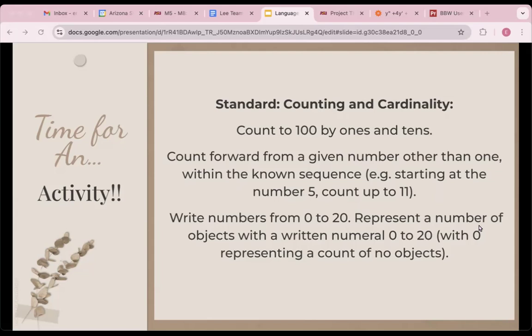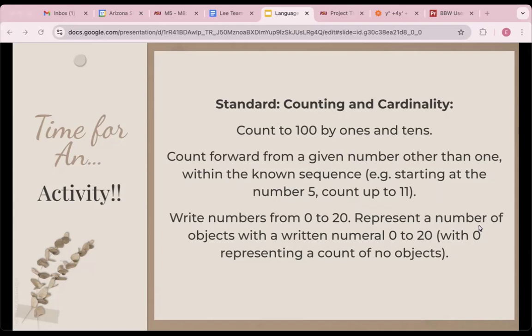4. Is 4 the same as 6? No. So let's add another one and see. Ready? 1, 2, 3, 4, 5. 5. Oh, so close, but not there yet. Let's add one more and let's see.